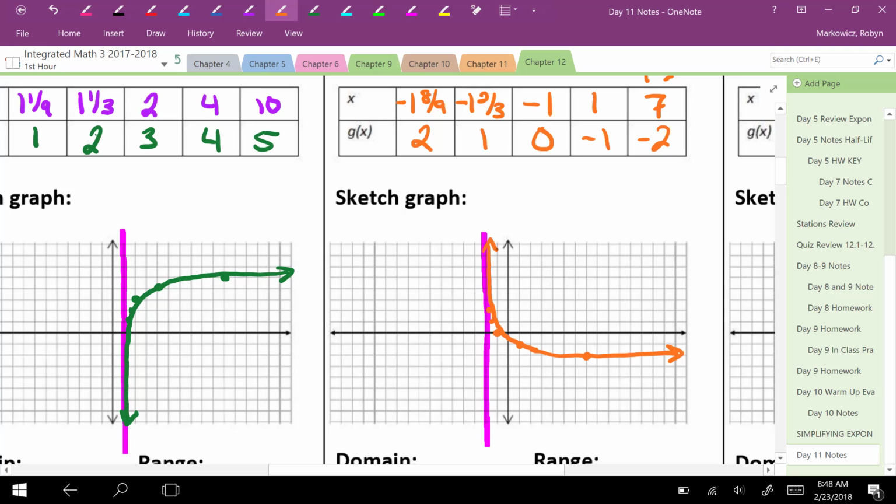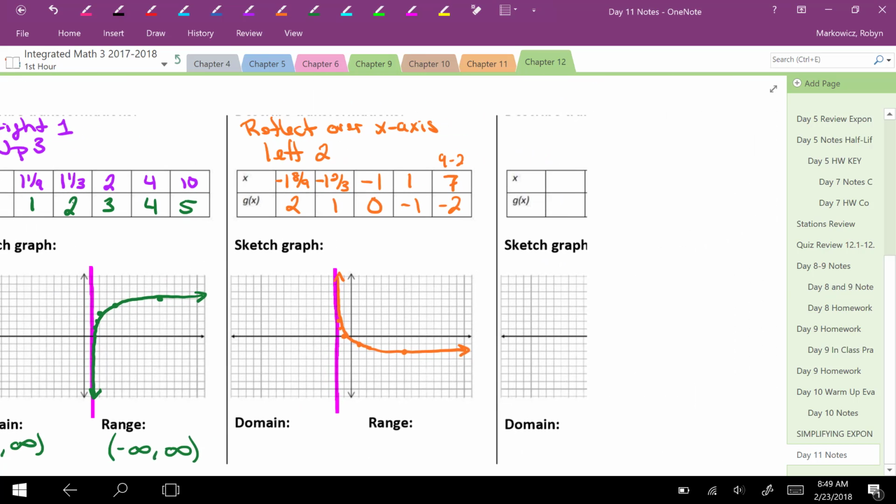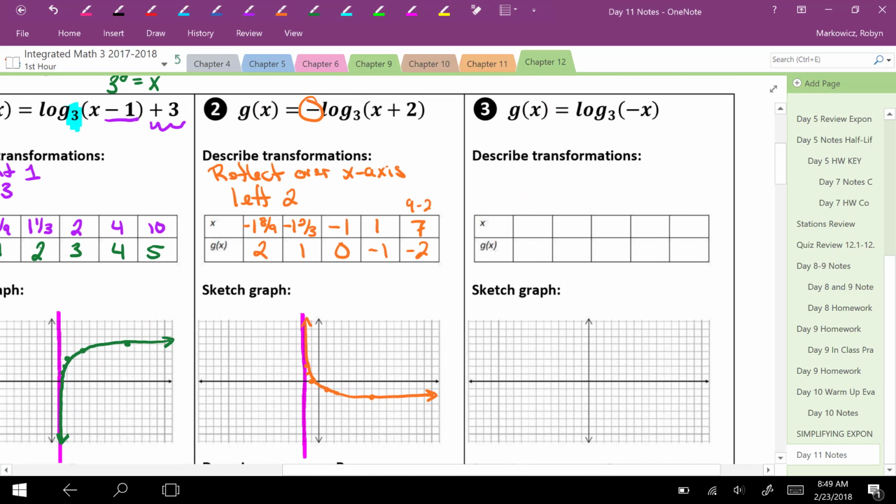When you have your graph, you can check up with mine. Questions? How do we do? Good? Alright, I want you to try number 3. Try number 3 here. See if you can figure this one out.